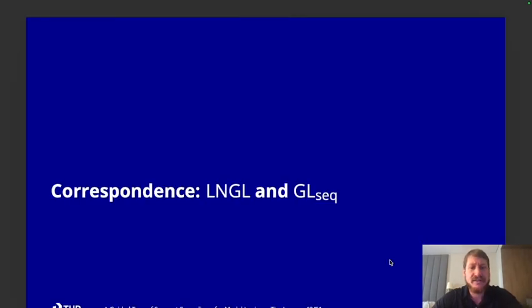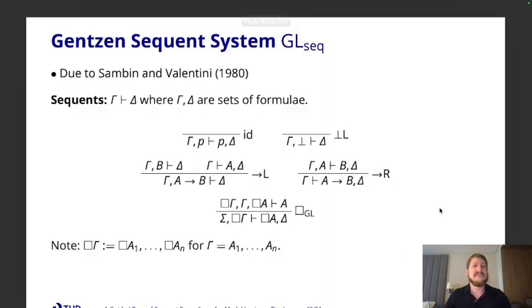All right, let's talk next about the relationship between the line sequent calculus and the Gentzen sequent calculus. So a Gentzen sequent calculus was given by Sambin and Valentini in 1980, and it's quite simple. It's shown here on this slide. It only consists of 5 rules. So we have an ID and a false-left rule, kind of like before. We have the implication rules, sort of like before. We're not using any graphical structure now, though, or any labels. And we have the so-called box GL rule.